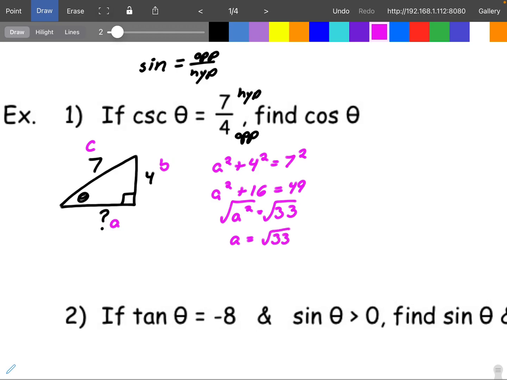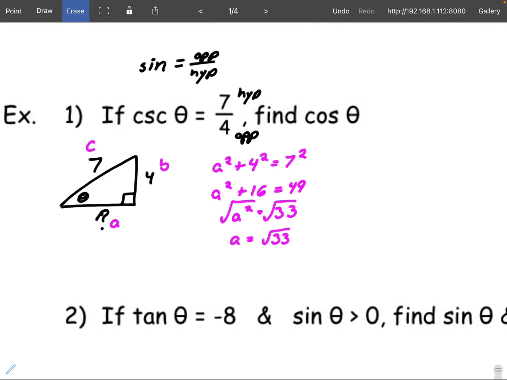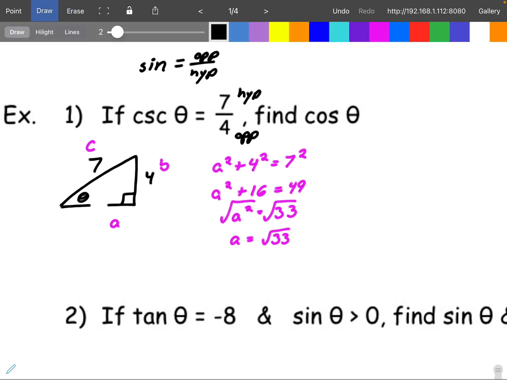Remember, you always have to simplify your radicals if you can, but in this case you can't. 33 can only be 1 times 3. There's no pairs, therefore it's stuck the way it is. So our a then is going to be, instead of question mark, the square root of 33.